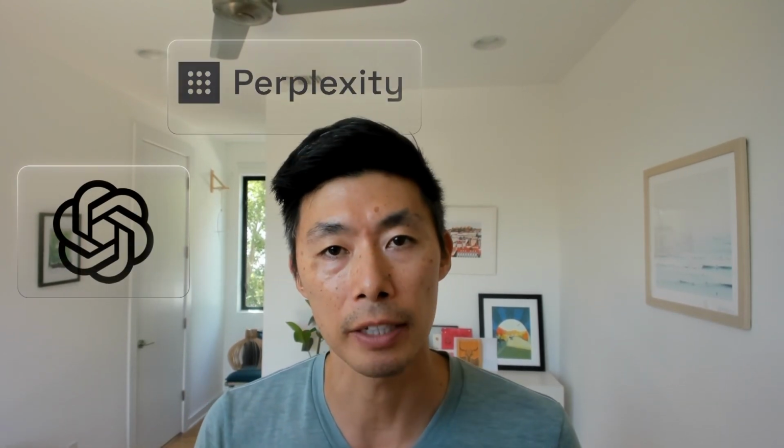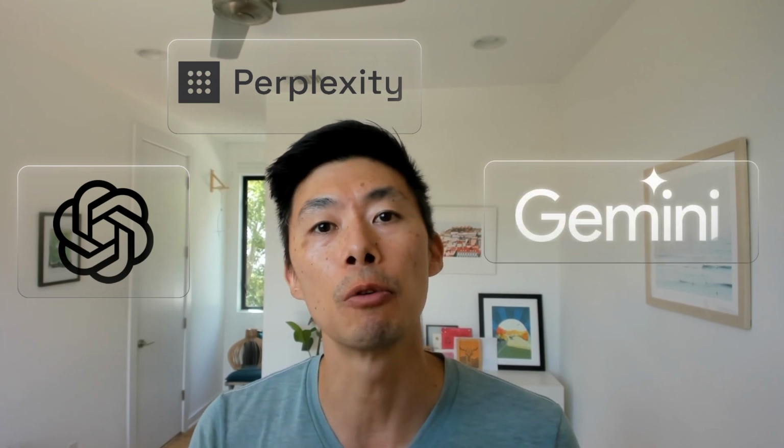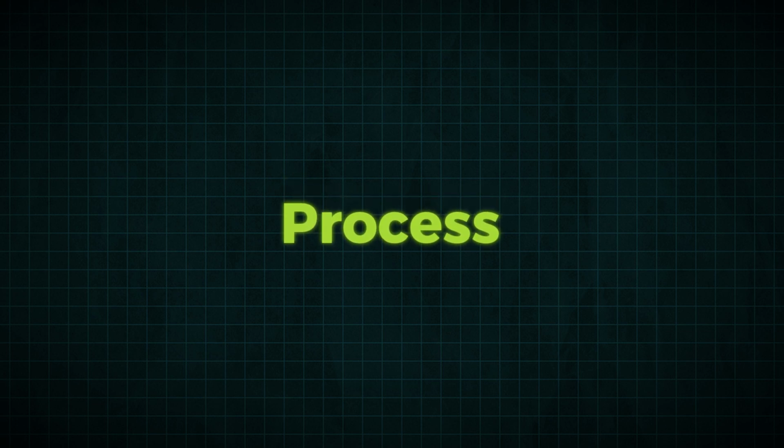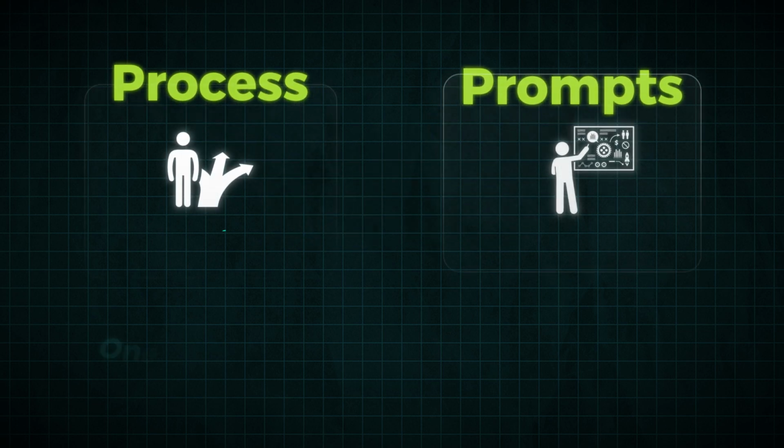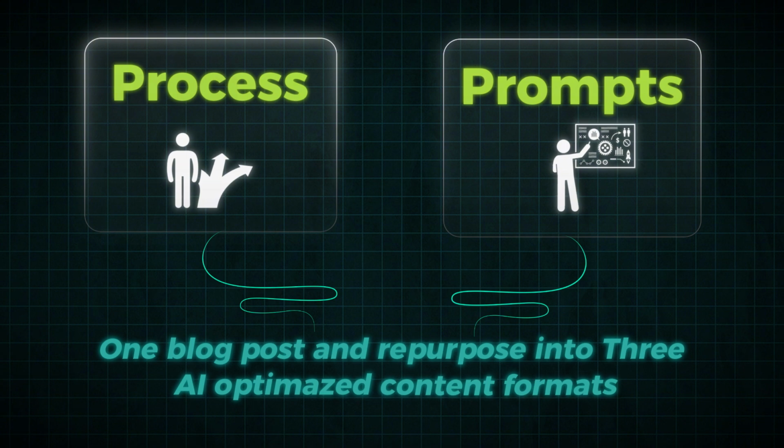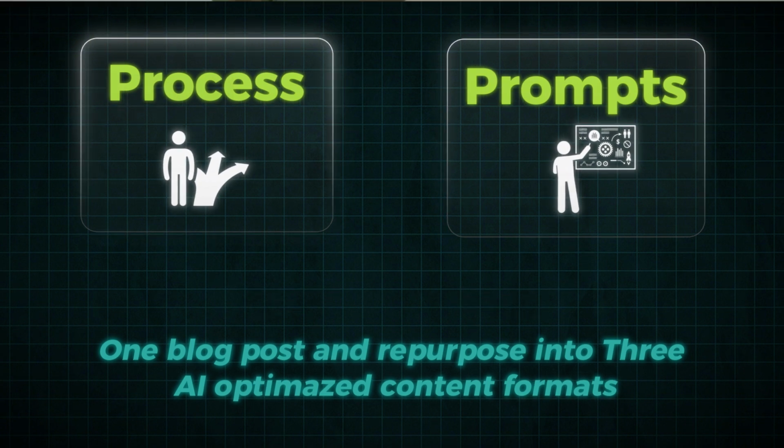Most marketers think that SEO stops at Google, but in this new world of AI search, the rules are being completely rewritten. And if you're not showing up in ChatGPT, Perplexity, and Google's Gemini, then you are essentially invisible. In this video, I'll walk you through the step-by-step process and the prompts with how you can take one blog post and repurpose it into 3 AI optimized content formats.